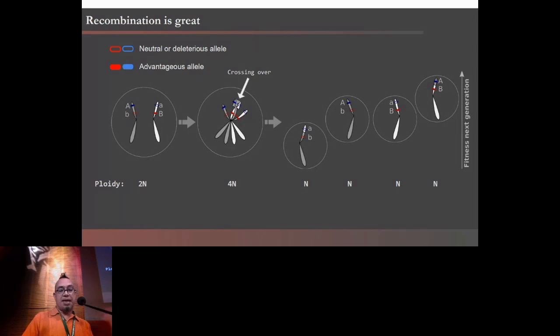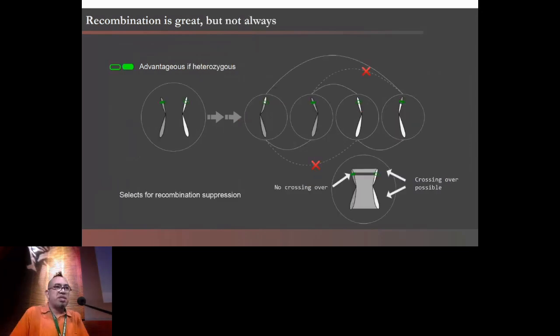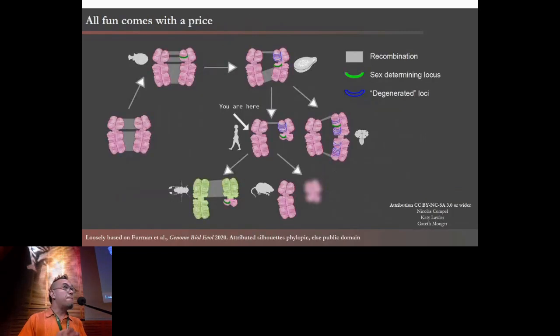But recombination is not always great, and this happens when you have any locus in the genome that needs to be in a permanently heterozygous state. This happens notably in sex chromosomes. In that case, you cannot recombine, because at some point you can lose one of the alleles of a sex-determining gene, and then you end up without sexes. So that's the suppression of recombination, and we know it's important. It has happened many, many times, and this is the origin of sex chromosomes.